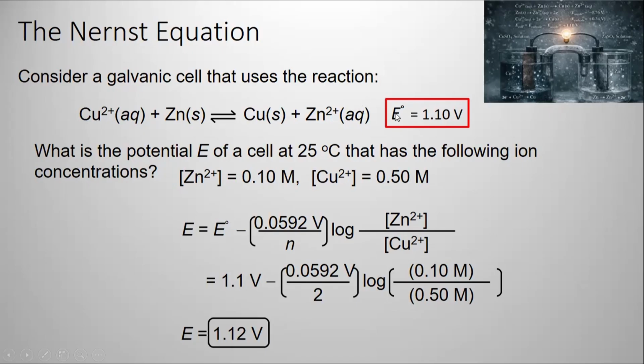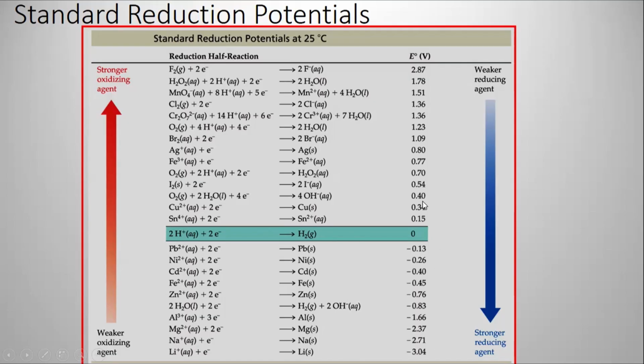For the standard cell potential, E naught, as we use the table, you will see that copper is going to be the cathode and zinc is going to be the anode. The higher up, the more positive potential is the cathode. The lower down, the less positive or more negative potential is going to be the anode. If you subtract the cathode minus the anode, you're going to end up with 1.1 volts.